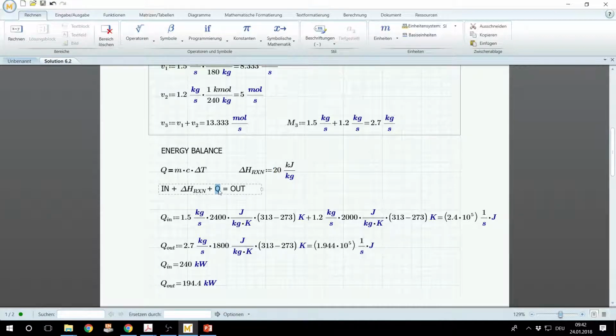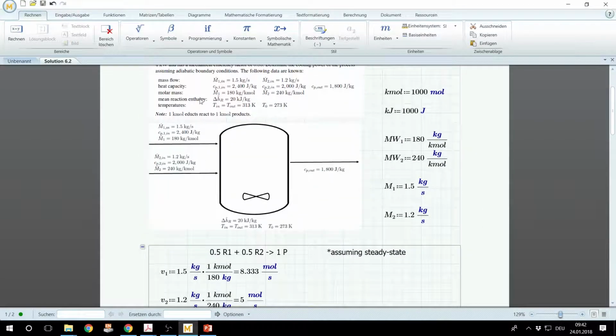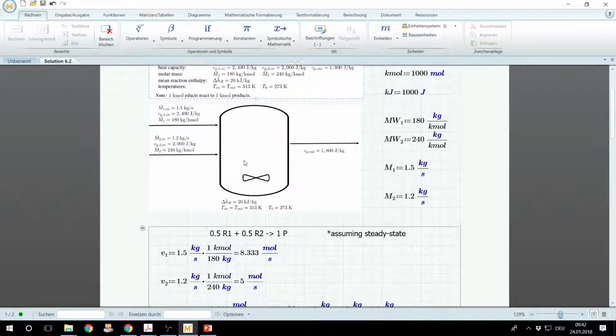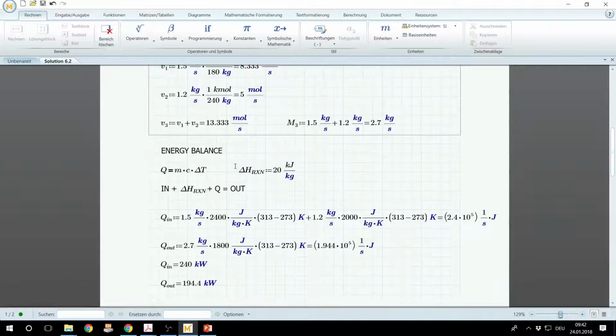And we also have Q, some amount of energy here, which is associated with the stirring. So mechanical efficiency 0.85, this energy from stirring is also ending up as heat.